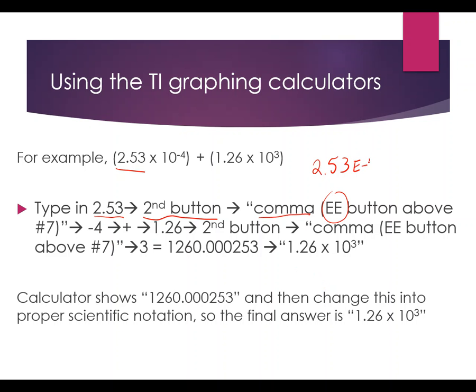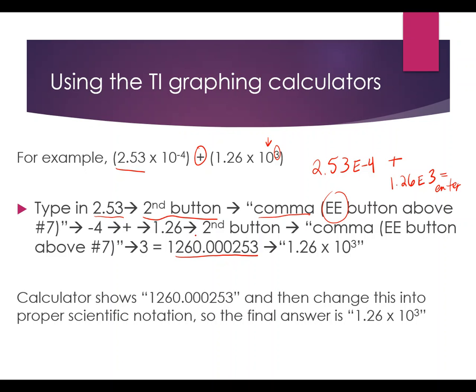Then you type in -4, okay? Then you add, because you're doing the addition here, you do 1.26, second button again and the comma, which puts in the E like that. And then you put in 3 to represent the power on the 10. The E represents the 10 for you. Once you do that in your calculator, you hit equals or enter. I think on mine it says enter. And when you enter, you'll get this number as your answer.